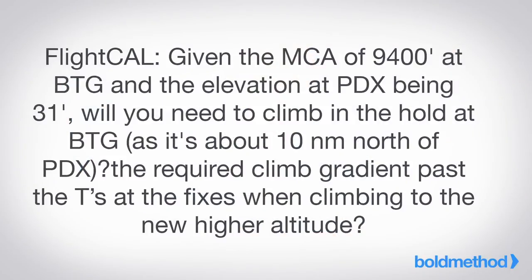Okay, here we go. This comes from Flight Cal. And what we're doing here is we're going back to the departure part of this flight out of Portland to the VOR. And his question is this: given the MCA of 9,400 at the BTG VOR and the elevation of Portland being 31 feet, will you need to climb in the hold at BTG because it's about 10 minutes north of PDX?